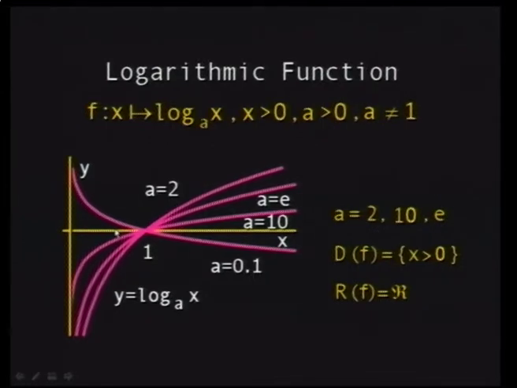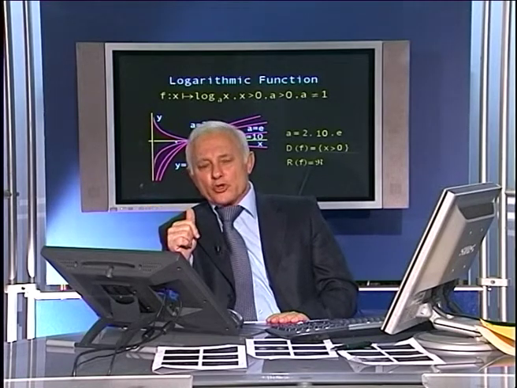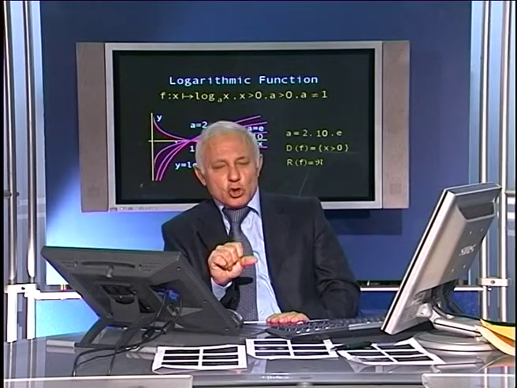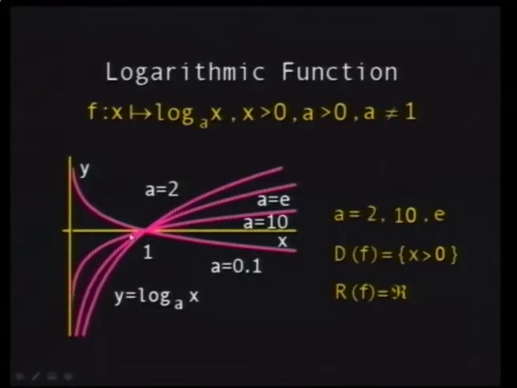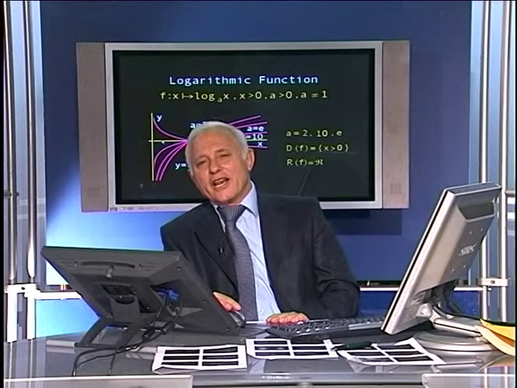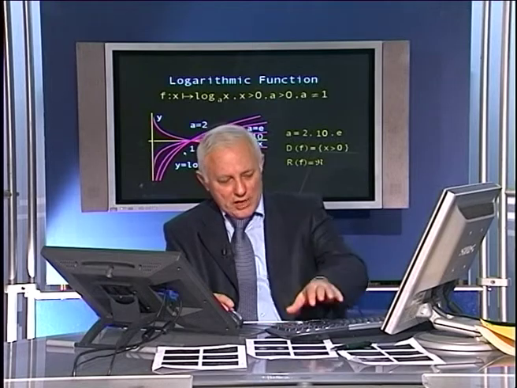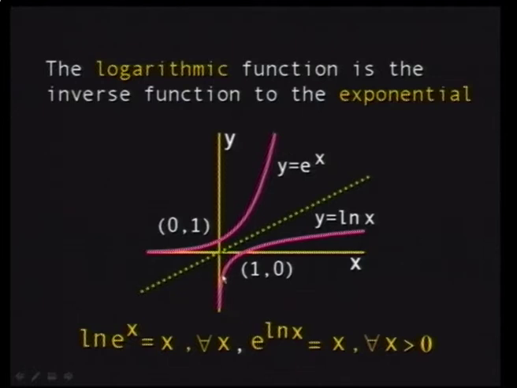Now, for e to the power x, the range consists of those positive values. So this must coincide with the domain of the inverse function. So the logarithm of x has as its domain the range of the exponential, which is all x greater than 0. Whereas the range of this function is R. Why? Because this coincides with the domain of the original function, the domain of the exponential, which is also R. So now here is the exponential function, and here is the logarithmic function.